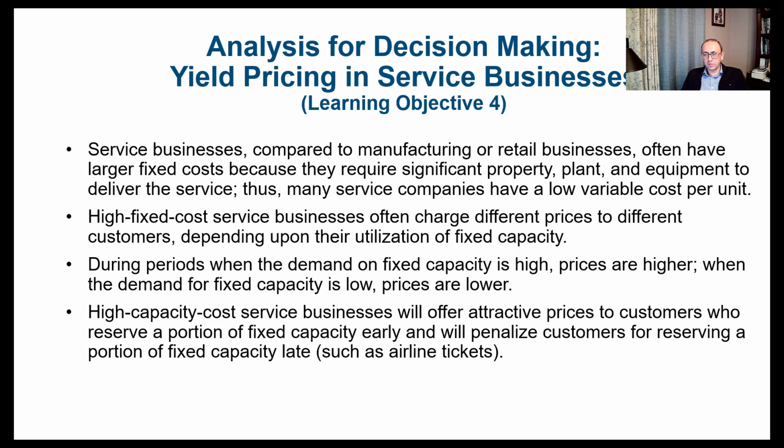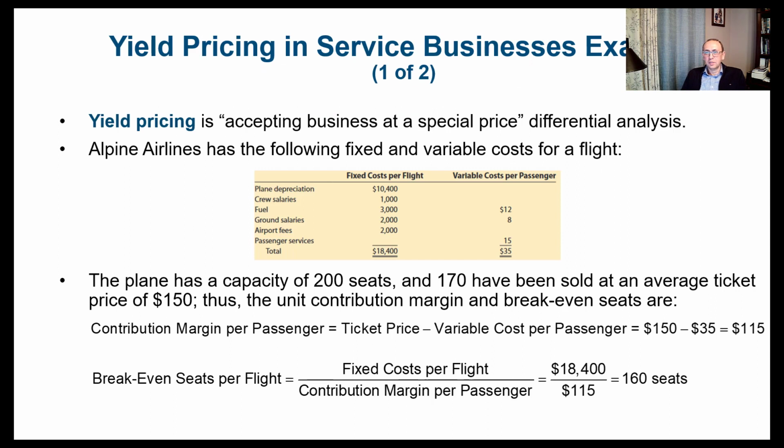So high capacity cost service businesses will offer attractive prices to customers who reserve a portion of fixed capacity early and will penalize customers for reserving a portion of fixed capacity late, such as airline tickets. And sometimes, if the fixed capacity is already covered and they still have some extra capacity, for last minute customers, sometimes they offer them a discount. And we'll see an example for that. So yield pricing is accepting business at a special price, a differential analysis. So let's see an example for a company called Alpine Airlines.